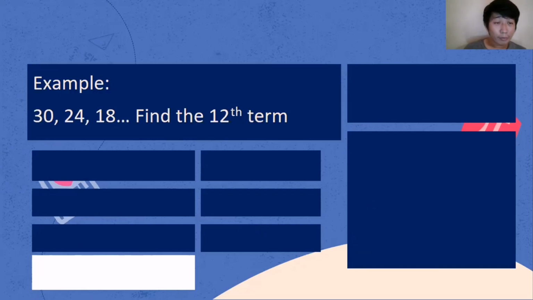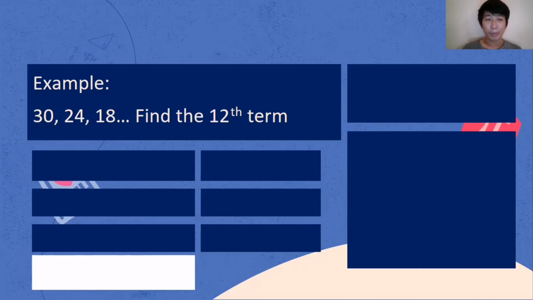We have 30, 24, 18. By the way, I have a tip for you. If you see that our arithmetic sequence is going higher, that means our common difference is always positive. Always remember that. If the values of the arithmetic sequence are increasing, the common difference is positive. If the arithmetic sequence decreases, that means our common difference is negative. Do not forget that tip from me.